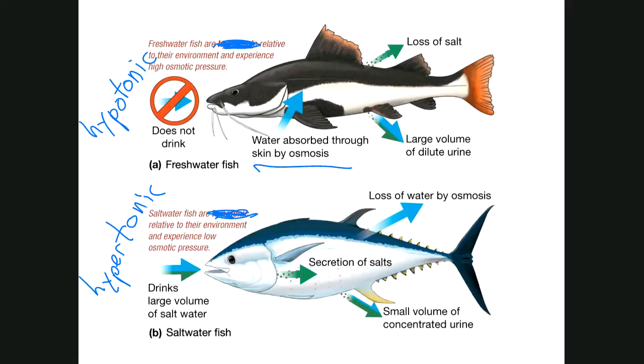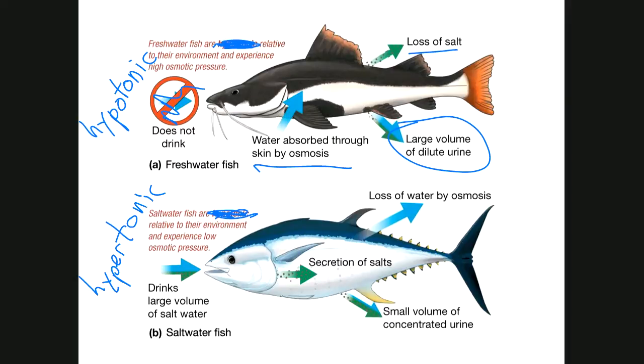You don't drink. You have special glands, oftentimes in their gills, that actually help them secrete salt, and they also can lose salt through their skin, and you pee a lot. You urinate a lot.